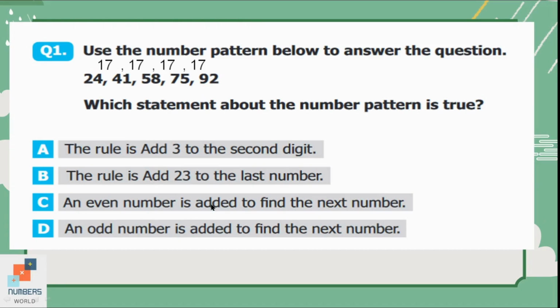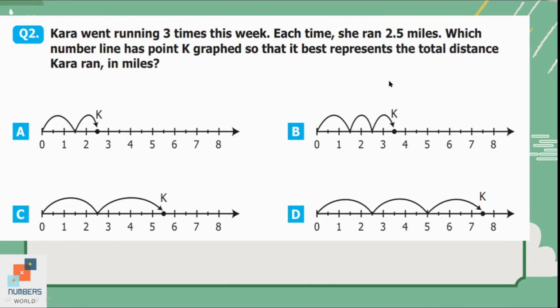Option C is an even number is added to find the next number. So that is not correct because we can clearly see the 17 is not an even number. The last option is an odd number is added to find the next number. So that is the correct one because 17 is an odd number which is added to the previous number to get the next one.